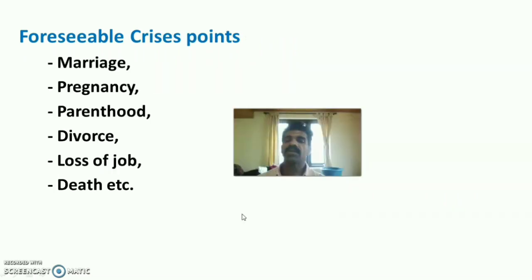Foreseeable crisis points or stress points include marriage in the family, pregnancy in the family, parenthood in the family, divorce, loss of job of any family member, any death in the family, etc. These are the foreseeable crisis points or stress situations in the family which may occur as normal, but sometimes family members fail to adjust or adapt to such a stress situation, which may lead to a particular health problem. This is called foreseeable crisis points or stresses.